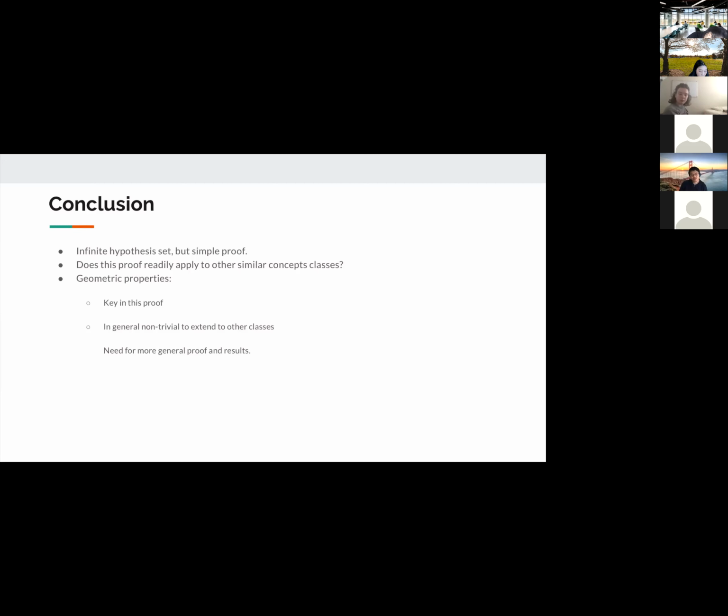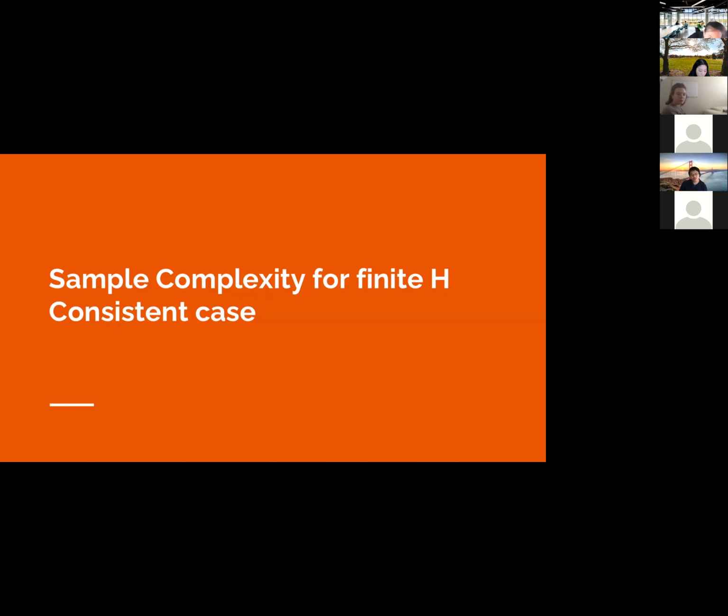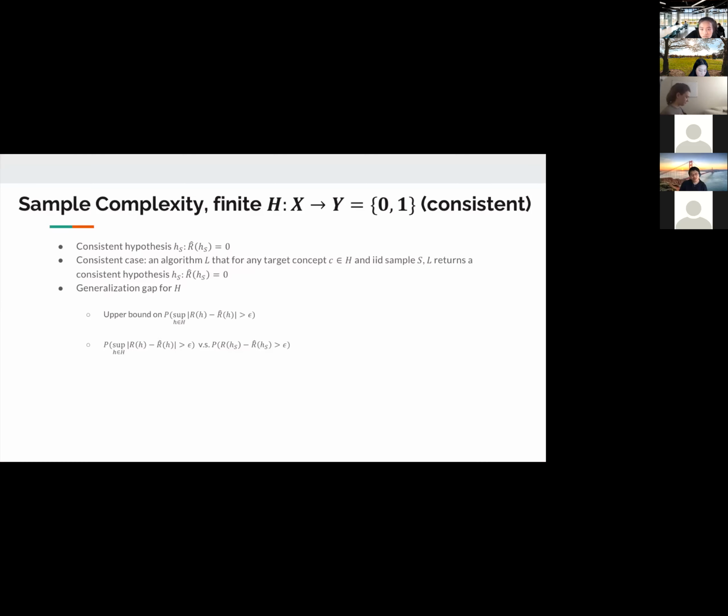So then the question is, can we have more general tools to let us understand whether a concept class is PAC learnable or not? That's basically the motivation of why we want to learn the sample complexity for a finite hypothesis set in the consistent case. Actually, we'll also learn the inconsistent case, but let's first start with the consistent case for simplicity.